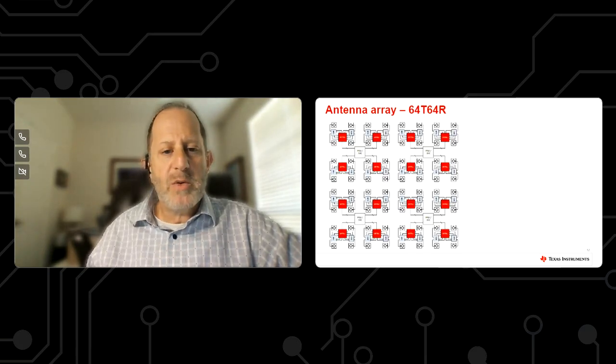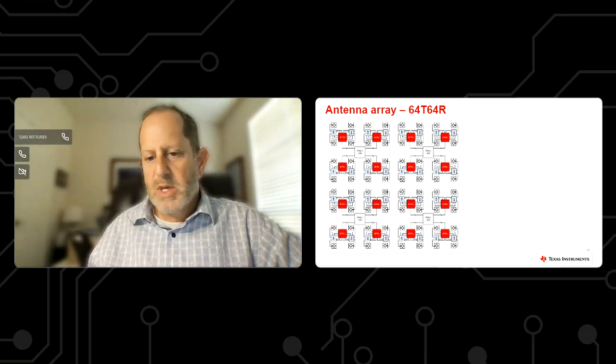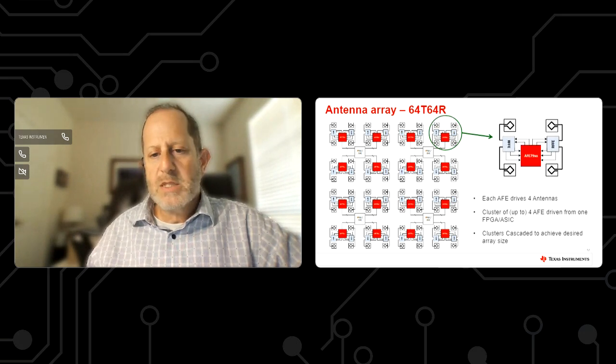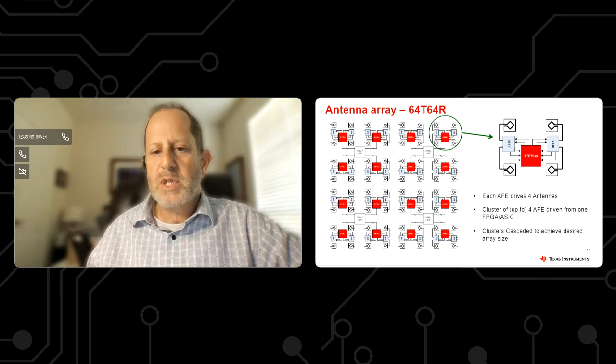So let's look at how a system like this might be put together. I'm showing you a block diagram of a 64T, 64R planar phased array system. And if we look at just one of these elements, this is an example using TI's AFE7950 device. So again, it supports 4 channels. So we've got 4 antenna elements associated with it. So we have a little 4T, 4R block in this location.